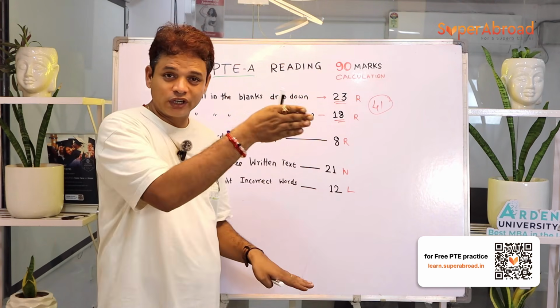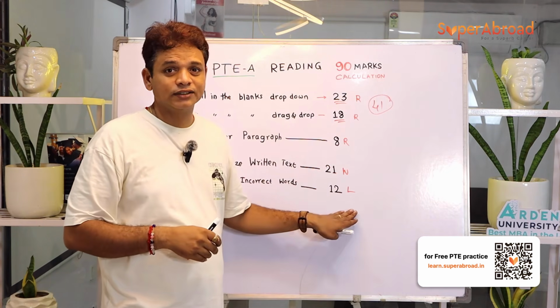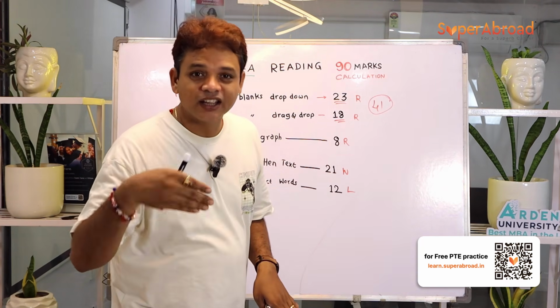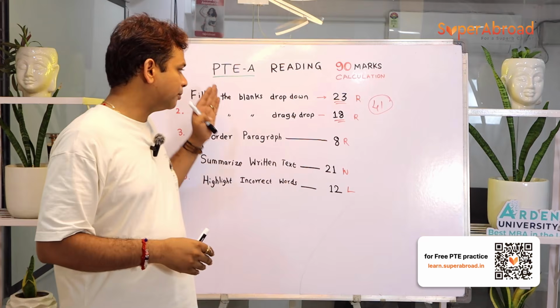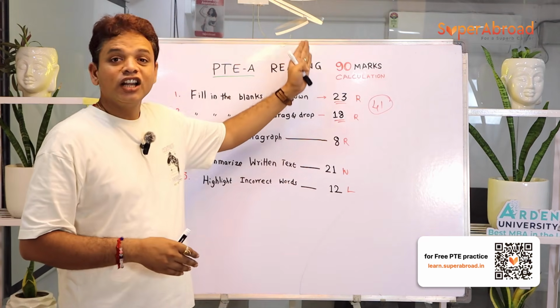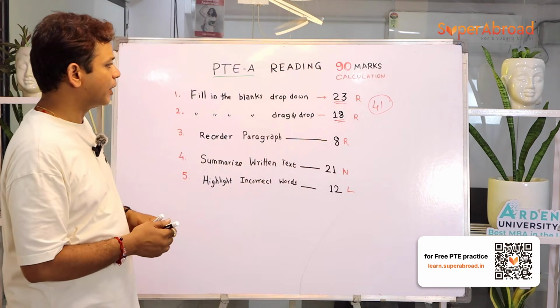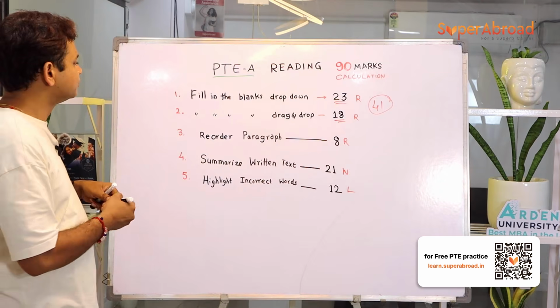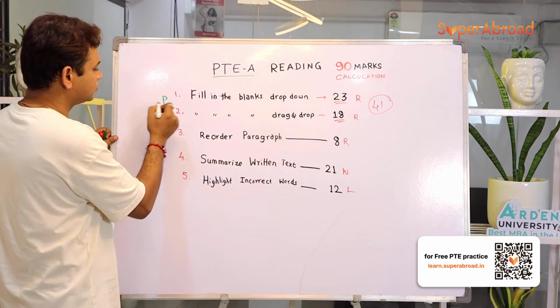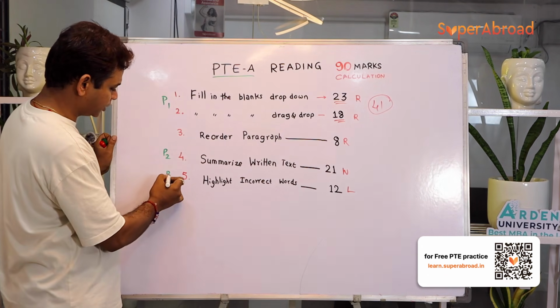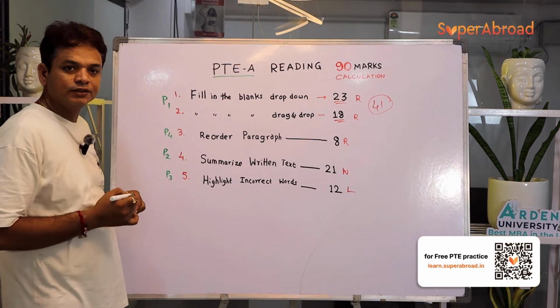This comes just before dictation. This is the last but one task in the listening module, the last but one task of your PTE Academic examination. So this is the breakup of PTE Academic Reading 90 marks, or the 90 marks calculation of PTE Academic. So the priority order should be like this, guys. This should be your priority 1, priority 2 should be this, maybe priority 3 should be this, and P4 should be this, right?